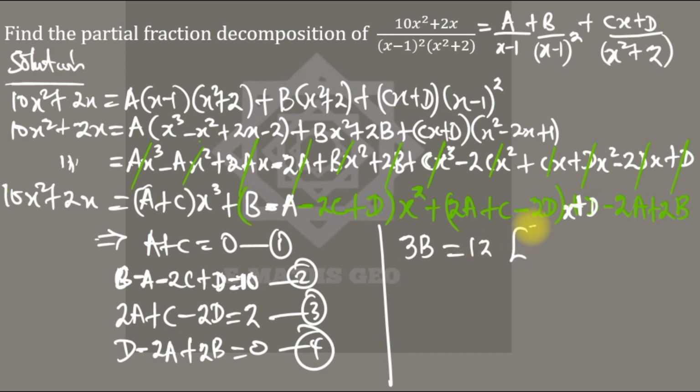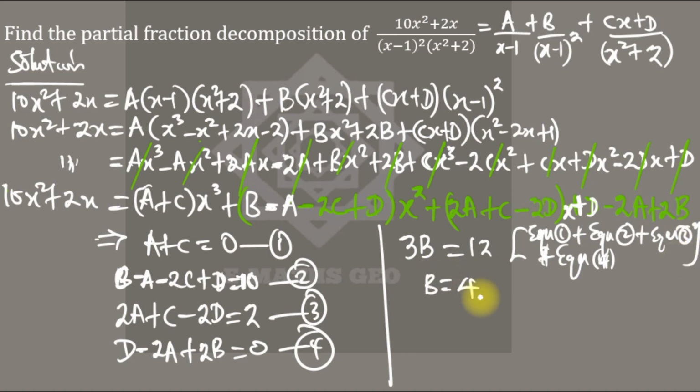So what we did is we added equation 1 plus equation 2 plus equation 3 plus equation 4. Therefore, we solve b to be 4. So b is 4. Okay, let's check out 2 and 3.